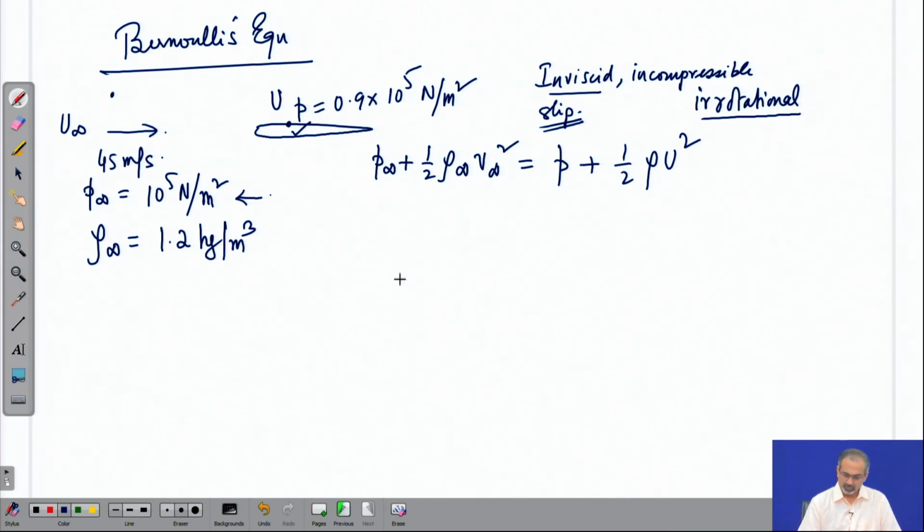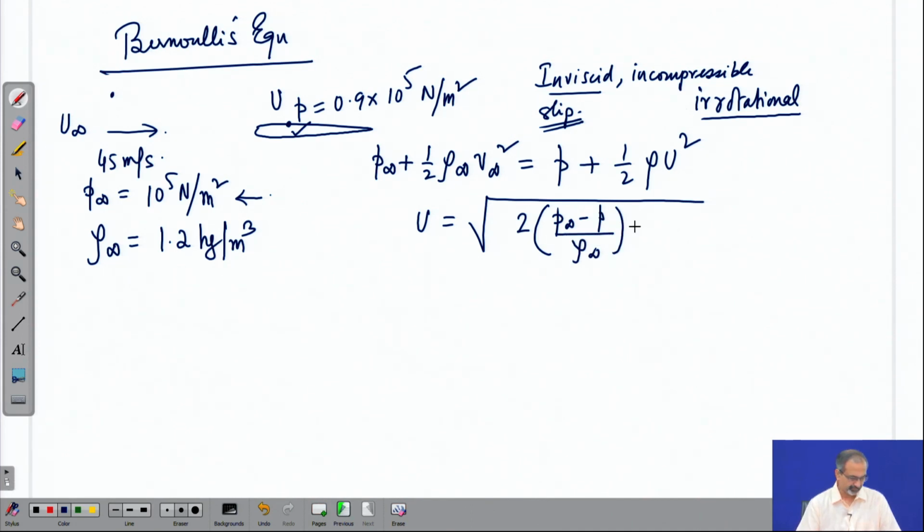So, once you do this, you can rearrange the terms and you can express the velocity in terms of the other quantities in this way, and because it is incompressible, there would be no significant density changes, and therefore, we consider it to be constant. And then once you plug in those values here, you will see that the velocity comes out to be 136.7 meters per second at that point, which is significantly larger than this. That means the shape of the airfoil is such that the flow has accelerated considerably before it reached that point.